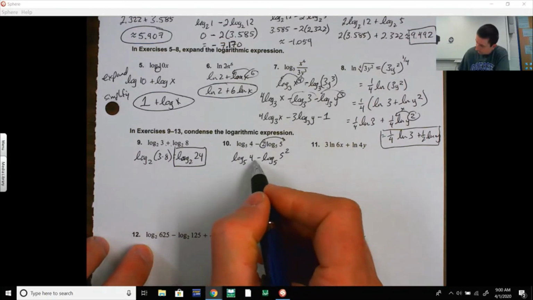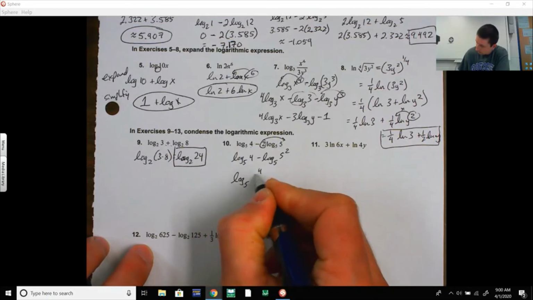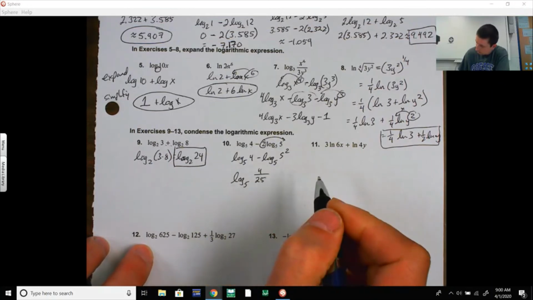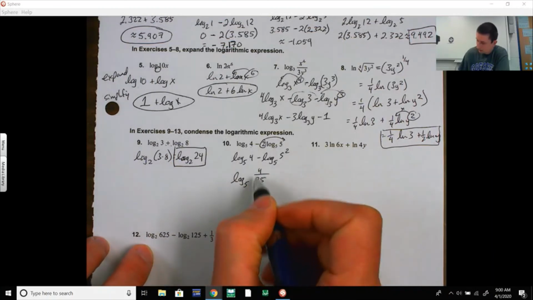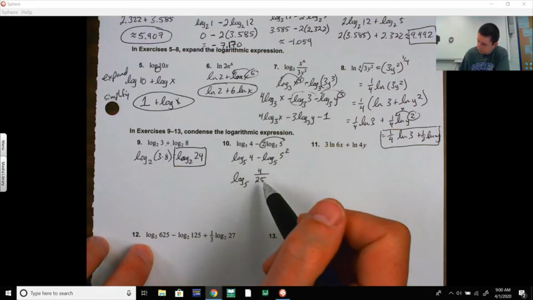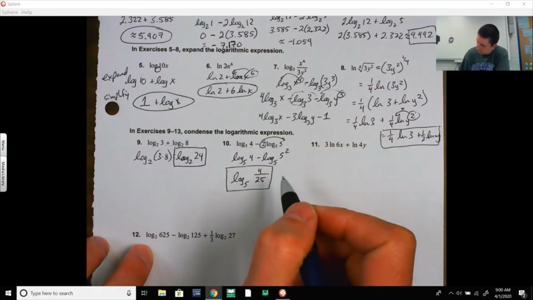Okay, so this part's going to go on the bottom. That's log base 5 of 4 over 25. So that's how you'd condense it. Leave it like that.